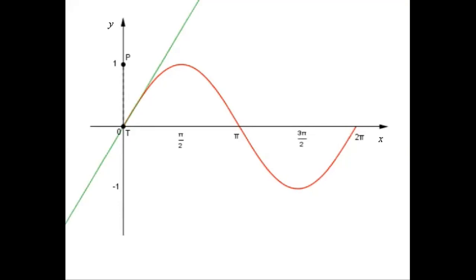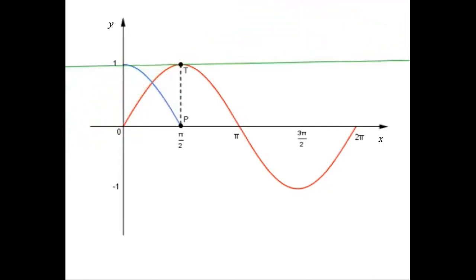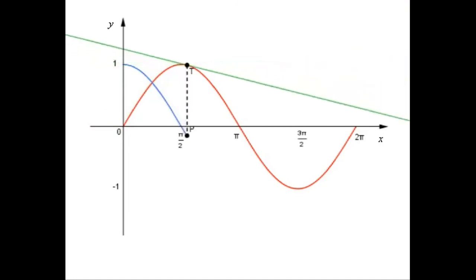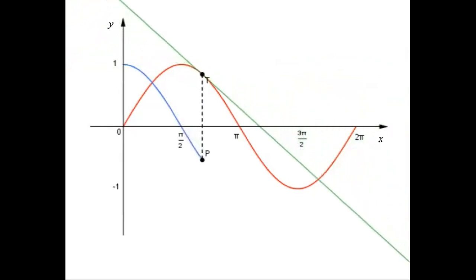Now let's see what happens when you graph more points. Initially, the tangent line is still positive, so my output should still be giving me positive values. But then slowly, the slope of the tangent line attains a value of 0 at pi over 2. At this point, the slope of the tangent line becomes negative, so I start getting negative values for the output.